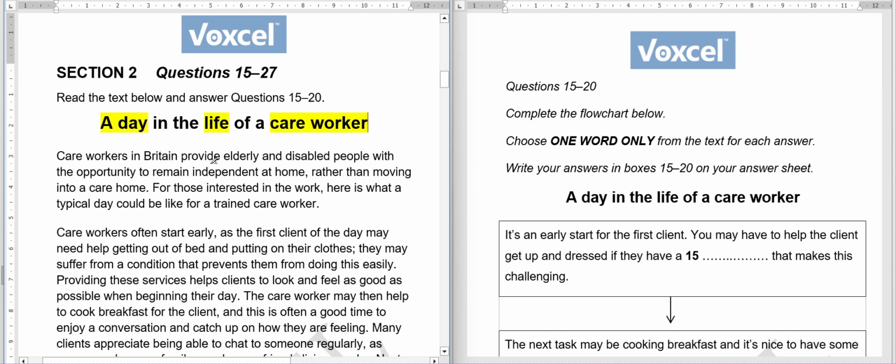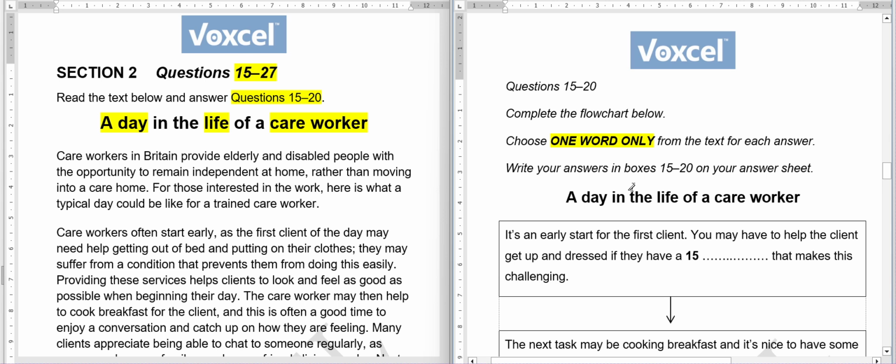So now what we will do, we will not read the paragraph just yet, we will go straight to the questions and see what kind of questions we are dealing with. For this section we have to solve questions 15 to 27, but for this text we have to solve questions 15 to 20. Questions 15 to 20, complete the flow chart below. We have to complete the blanks, and we have to write one word only for each answer. Basically for each question we can only write one word.